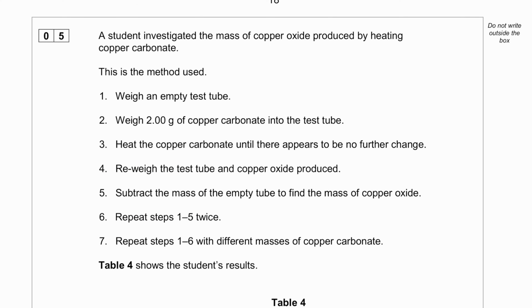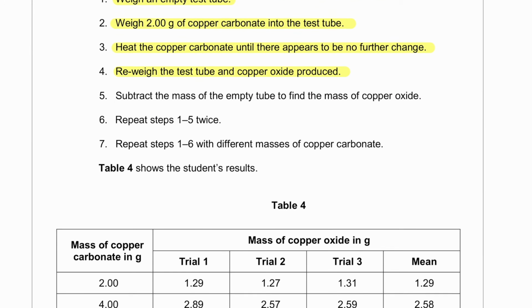Question number 5. A student investigated the mass of copper oxide produced by heating copper carbonate. This is the method used. Weigh an empty test tube. Weigh 2 grams of copper carbonate into the test tube. Heat the copper carbonate until it appears to have no further change. Reweigh the test tube and the copper oxide produced.